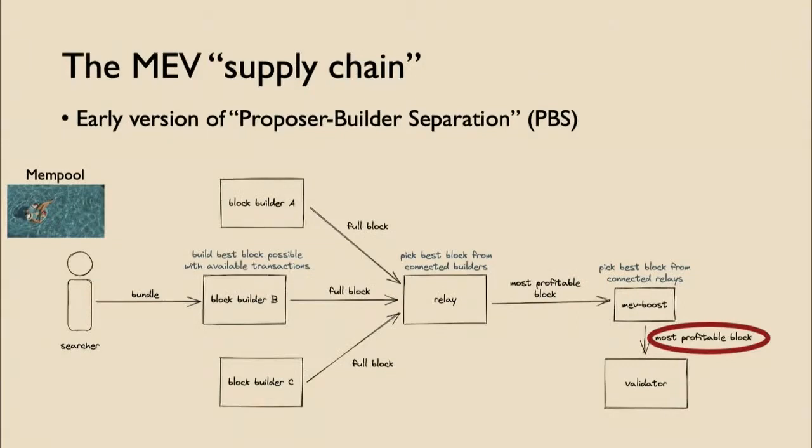You have the public mempool, and you have some searchers who supply bundles of transactions to different block builders. Block builders give their full blocks to the relays, and the relays are these trusted parties that ideally conduct the auction in a fair manner and give the most profitable block to this plugin, MEV-Boost, which makes sure that this block is only released after the validator has committed to including this block in the consensus. This is sort of an early version of the eventual proposer-builder separation that might be enshrined in the protocol.